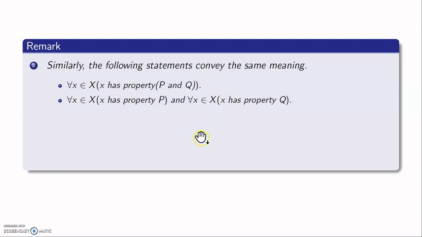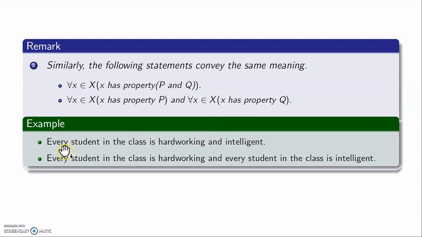Okay, let's look at an example. Every student in this class is hardworking and intelligent. So all the students are both hardworking as well as intelligent. And if you see the second one, that also says the same thing. Every student in this class is hardworking and every student in the class is intelligent. So both these convey the same meaning. Okay.